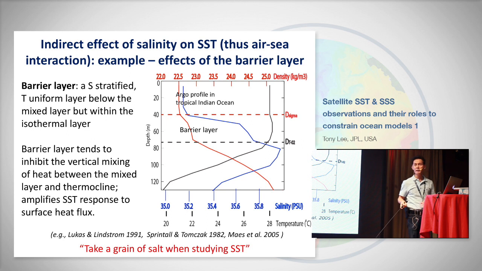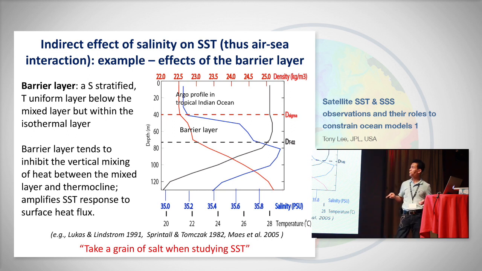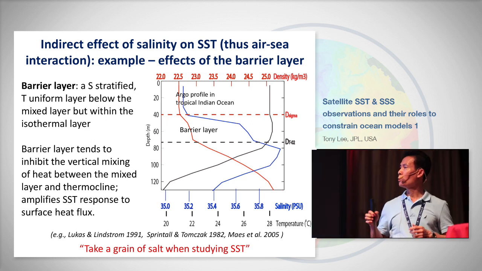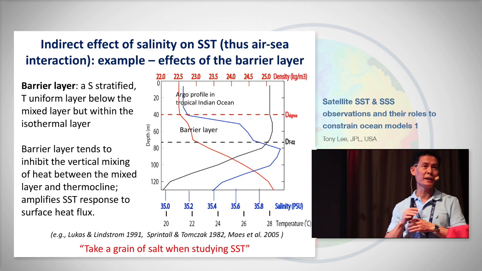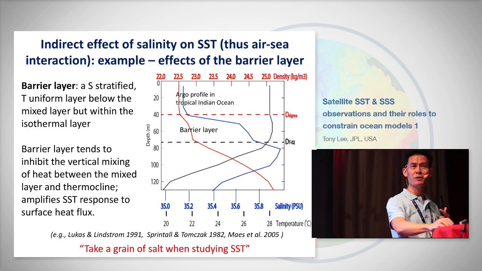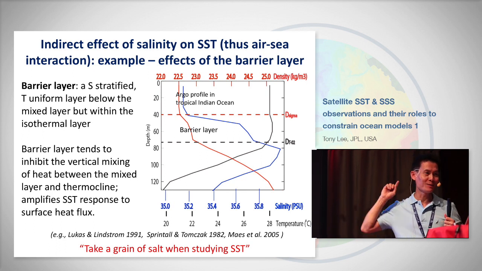And the barrier layer actually inhibits the vertical exchange of heat between the mixed layer and the thermocline. Therefore, it affects air-sea interaction because it traps the heat in the shallower mixed layer and amplifies the response of the mixed layer SST to heat flux. So this is one example where salinity can affect SST and therefore regulate air-sea interactions. So remember when I introduced myself, I said when I talk about SST, take it with a grain of salt. This is it.